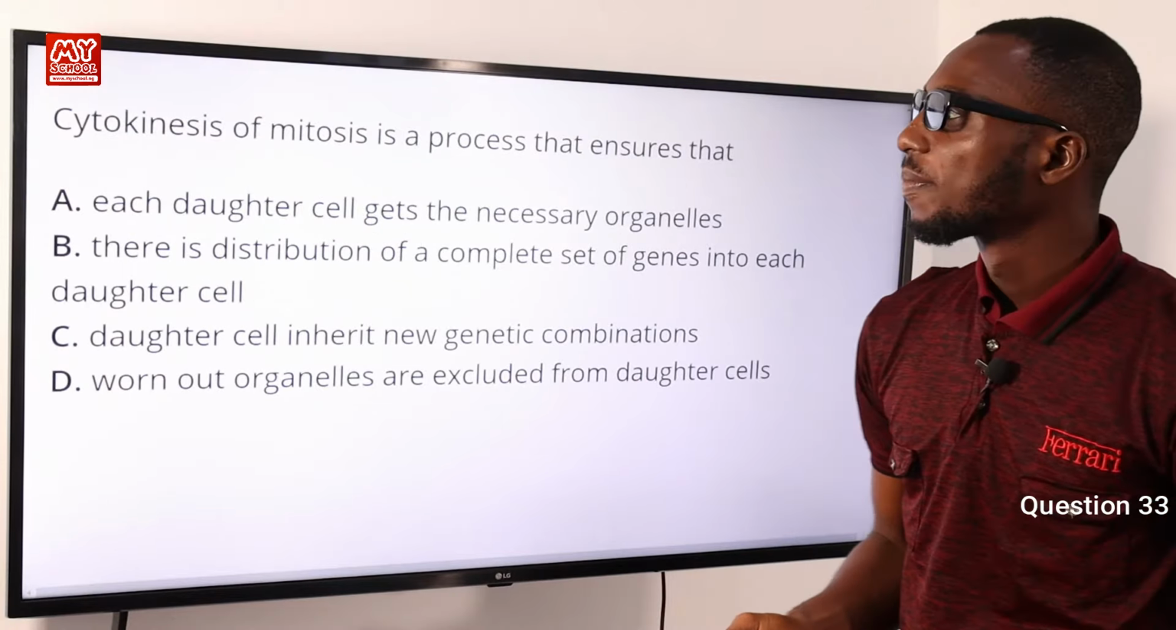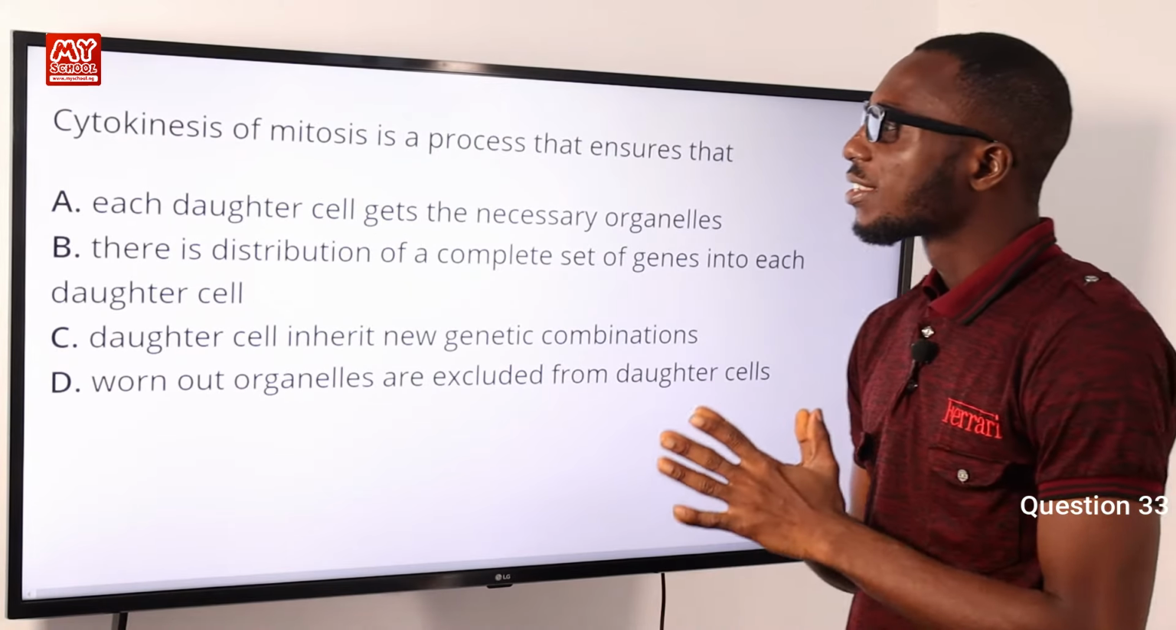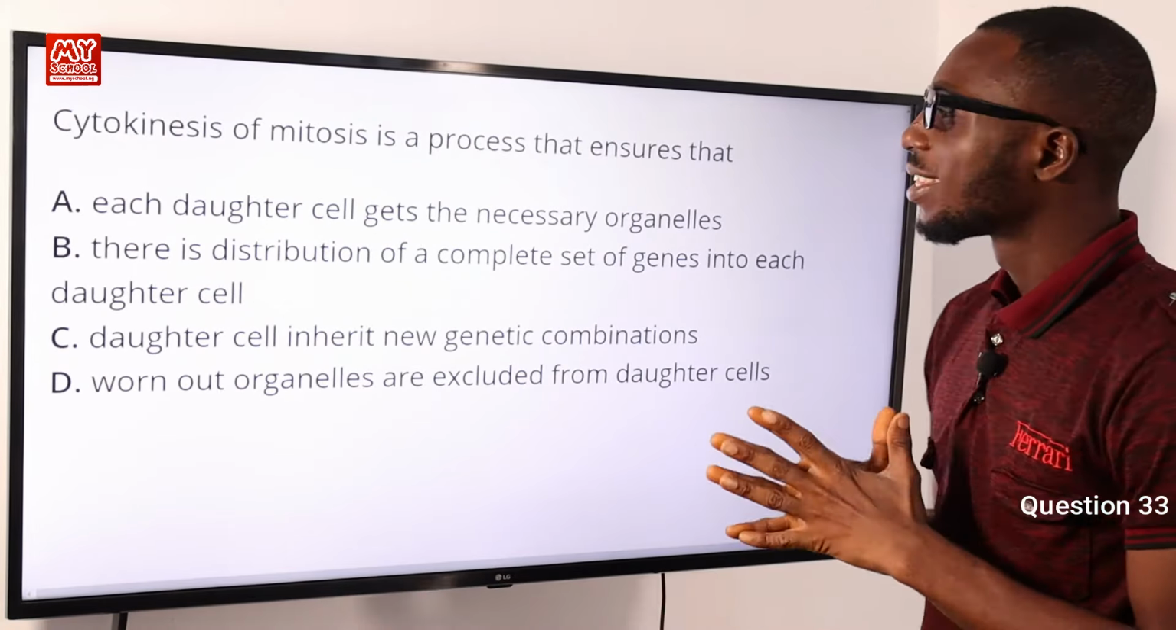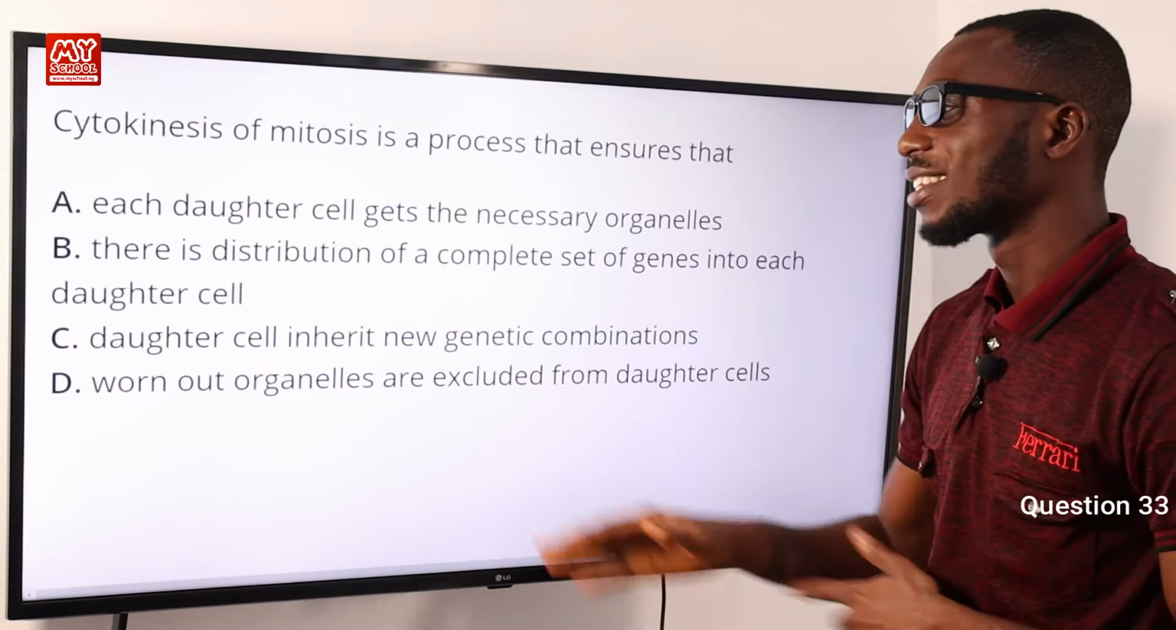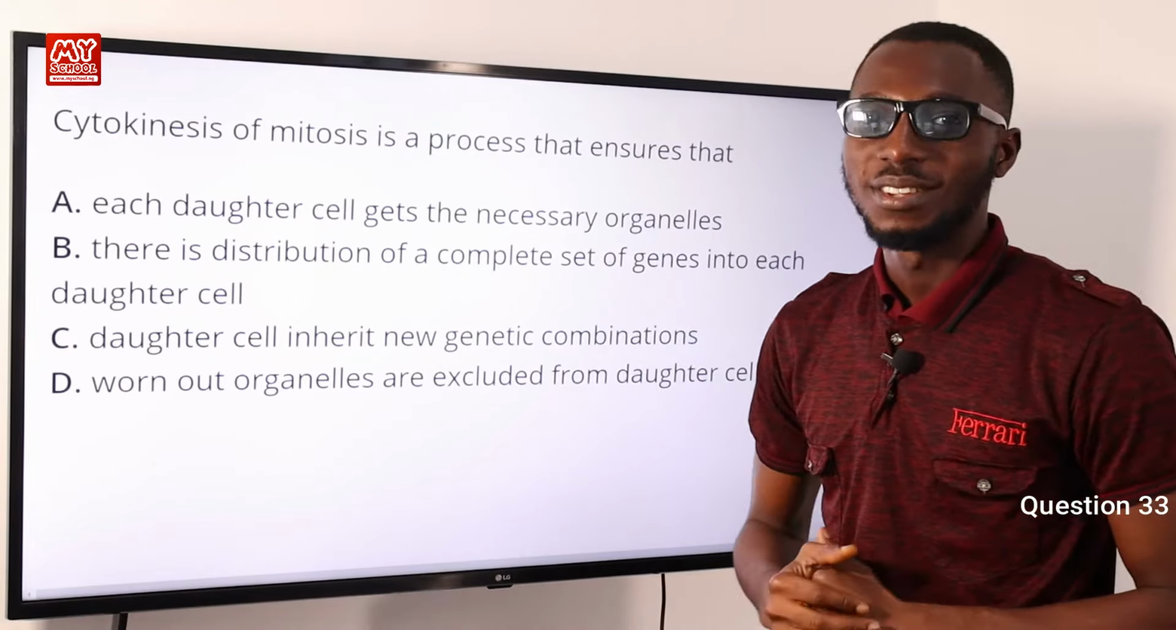Question 33. Cytokinesis of mitosis is a process that ensures that the cytoplasm of a single eukaryotic cell divides into two daughter cells. So option B is correct.